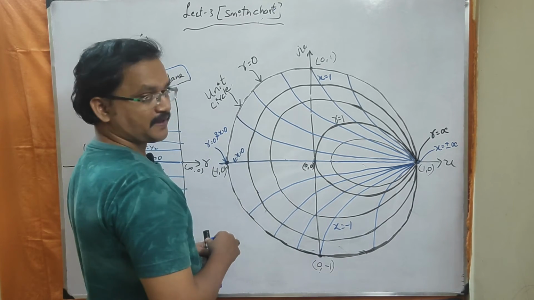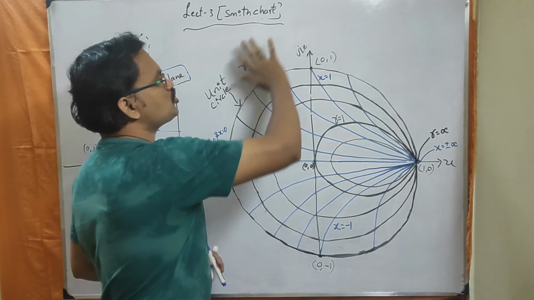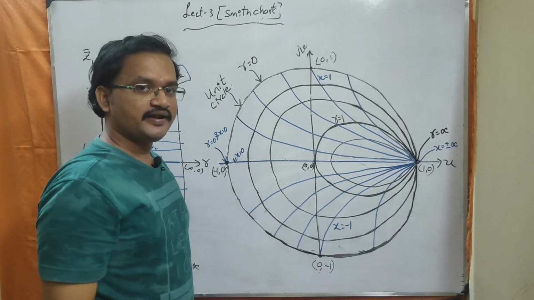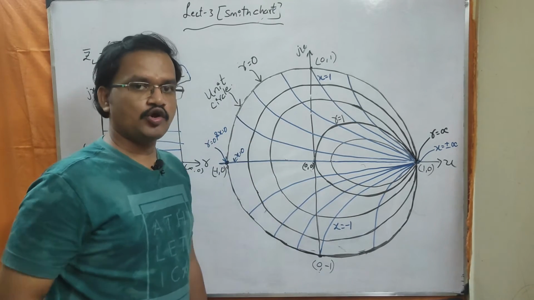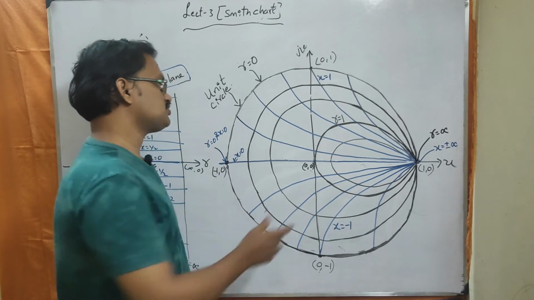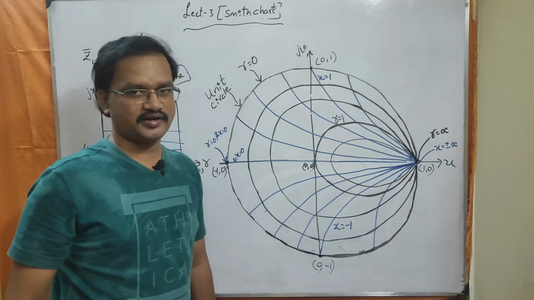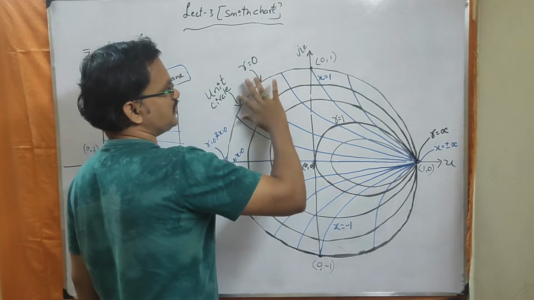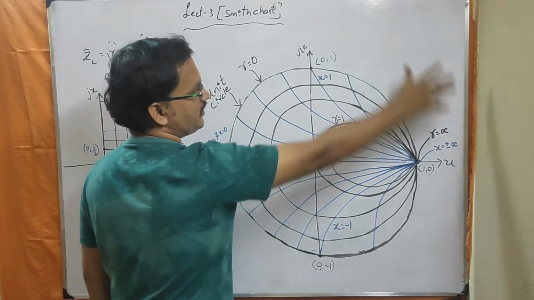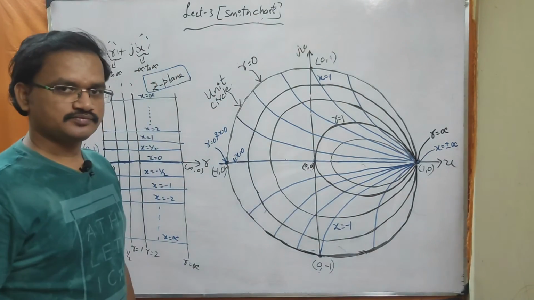So we got all the possible values of resistances and reactances within the unit circle, and hence it is not needed to represent the portion of the reactance circle that is present outside this unit circle. We don't need that. Okay, because within this unit circle we got all the possible values of resistances and reactances, and hence there is no need for us to represent the remaining portion of the reactance circles that is present outside this unit circle.